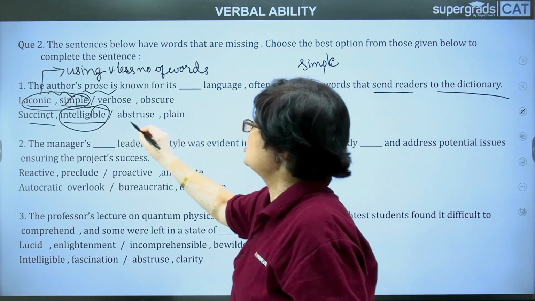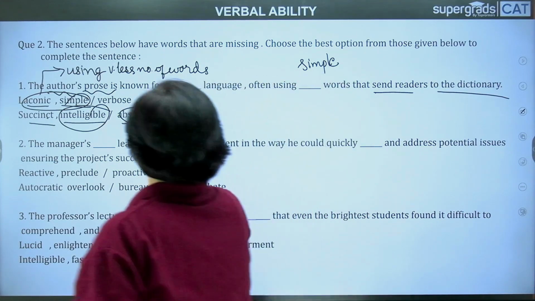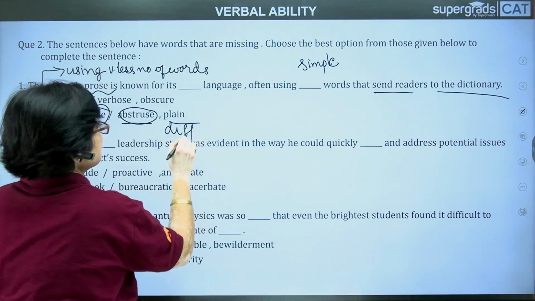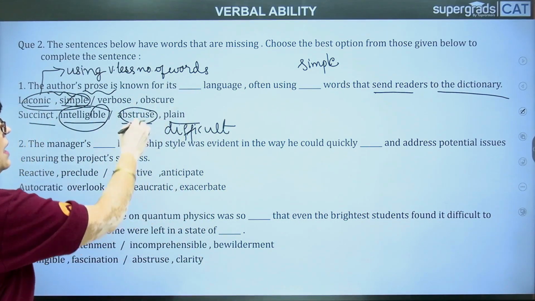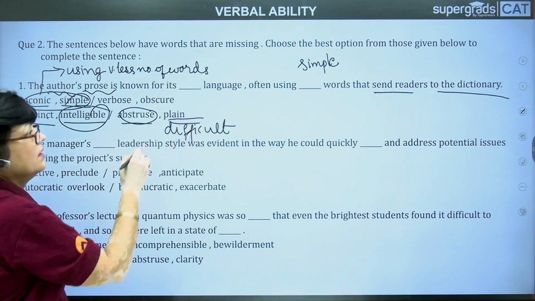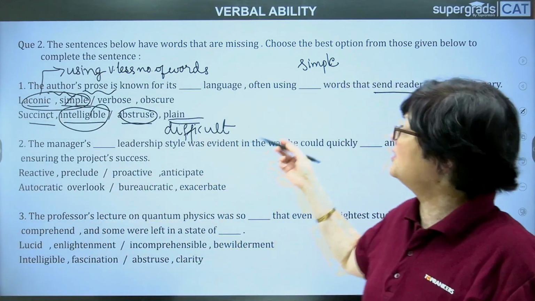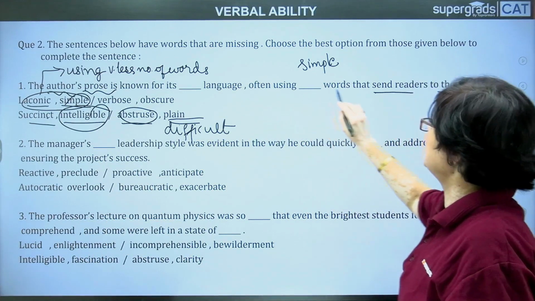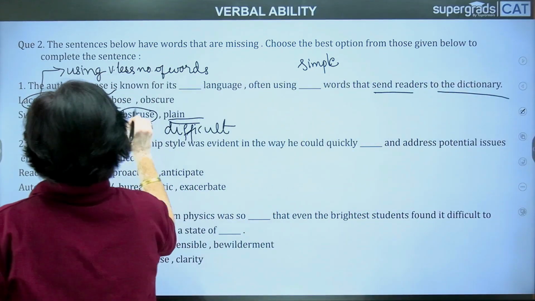Now, coming to this option, abstruse and plain. Abstruse means difficult. So we can use abstruse language here, but what about the second one? Plain words. Plain and simple are both the same. So if the words used are plain, why should a reader go to the dictionary? Let us examine this option, verbose and obscure.